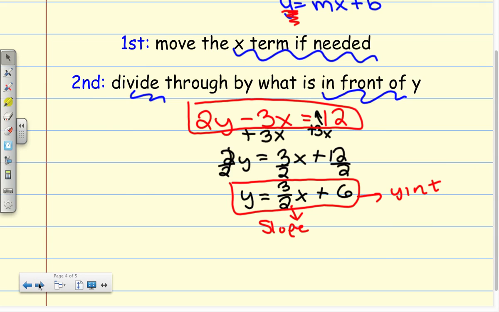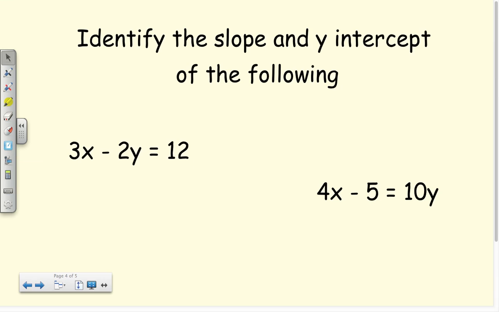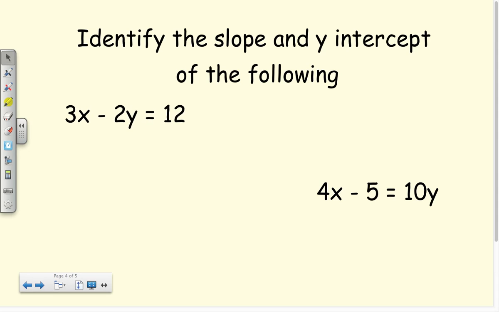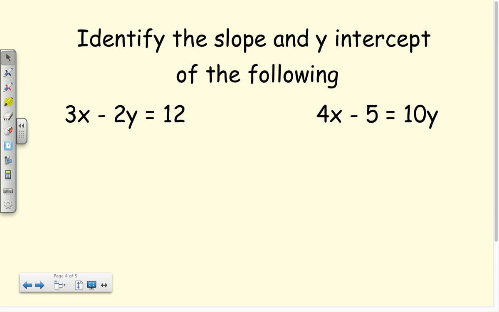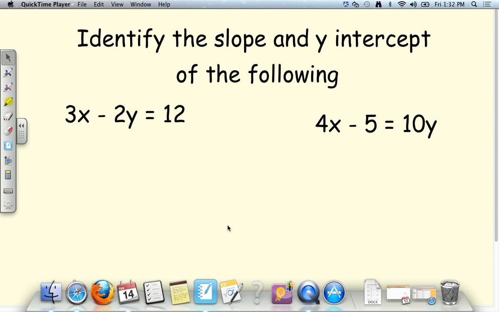Okay, next example. I want you to try these yourself quick. 3x minus 2y equals 12. I want you to tell me the slope and y-intercept of both of these equations. 3x minus 2y equals 12, and 4x minus 5 is equal to 10y. Okay, I'm just going to start solving.